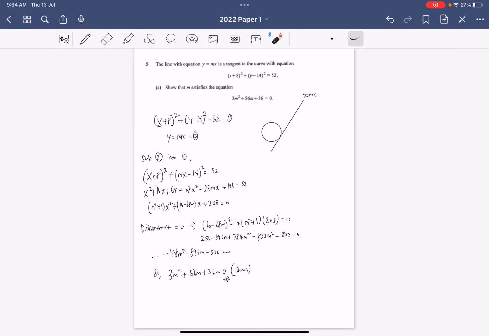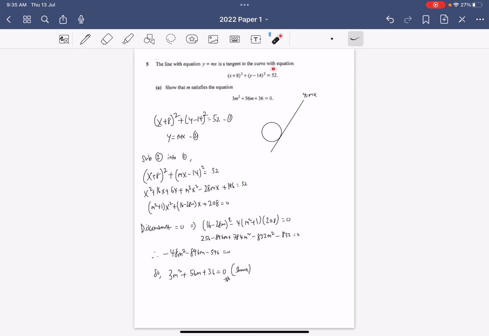Hi, in this series, we'll be continuing to do the GCE A-Level H2 Mathematics 2022 Paper 1. So for question 5, they are testing you on a little bit of interaction between geometrical objects, between a curve and a line, and see whether you understand how to solve such questions.